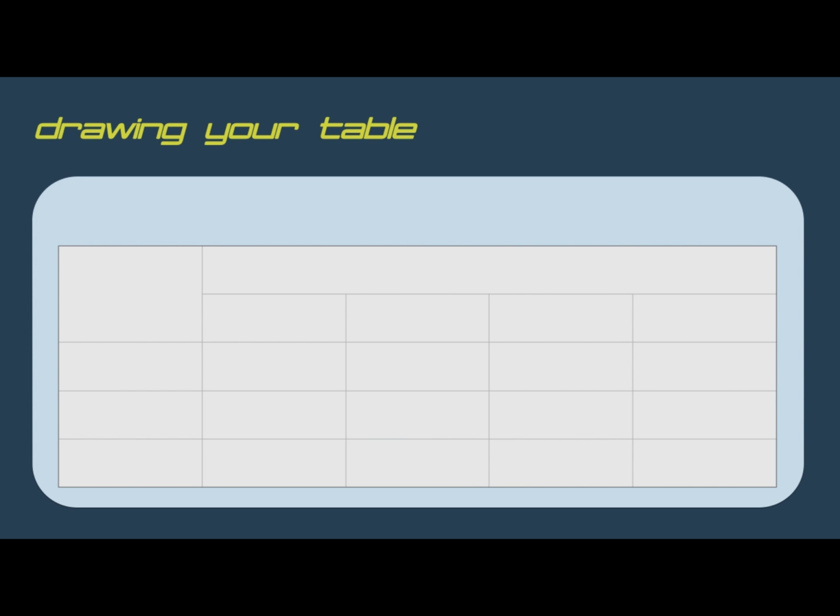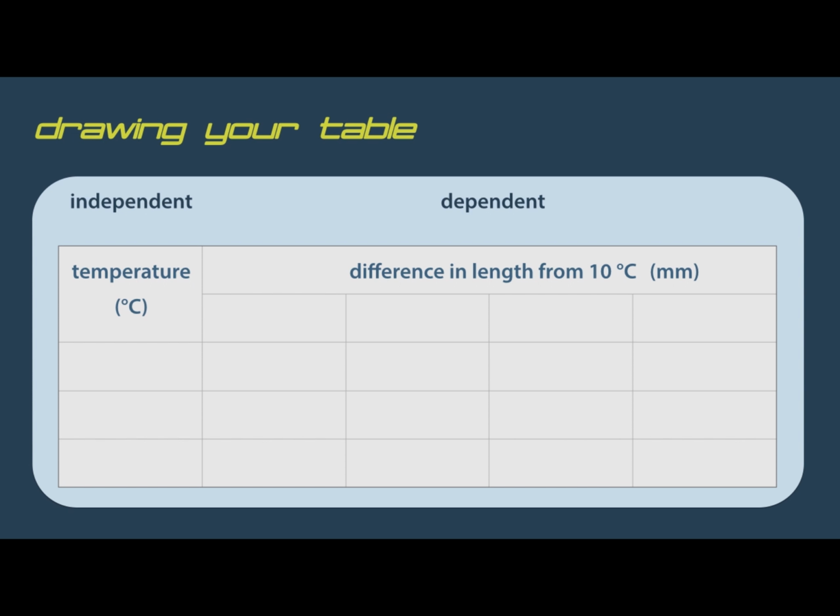Once we've done this, we'll see that we need one column for our independent variable, and at least 4 columns for the dependent variable, and you'll see why in a minute. This means typically that your table will have at least 5 columns. Notice that the independent variable goes in the leftmost column, along with its units. The dependent variable takes up the rest of the columns as a heading. It's also given with its units.